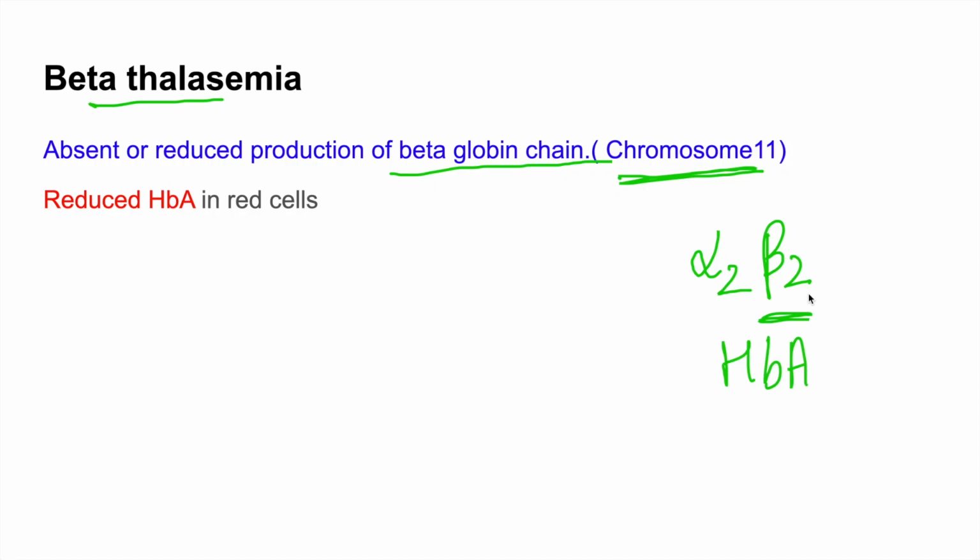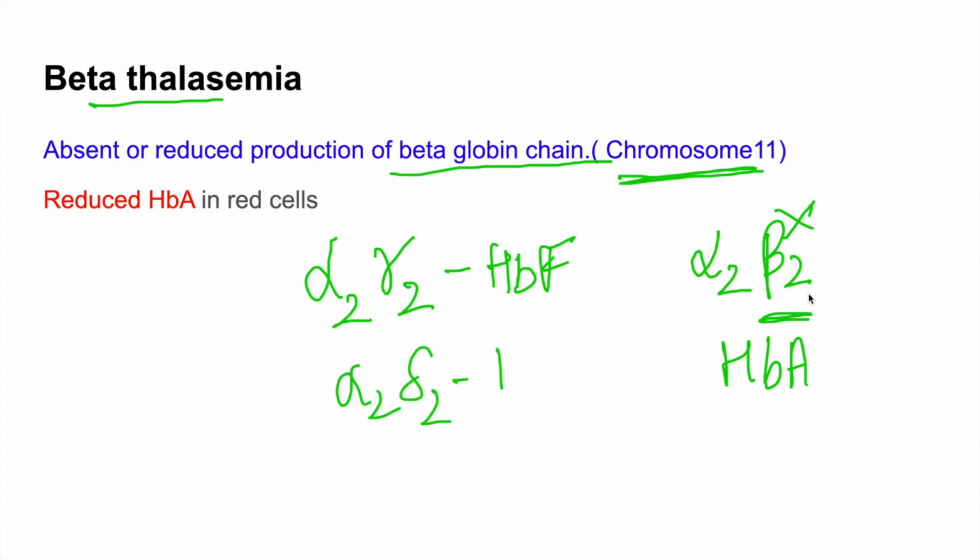Now you have to remember, if the beta is not there, alpha will bind with something else. If the alpha binds with the gamma, it forms HbF. And if the alpha binds with the delta, it will form HbA2. So these two hemoglobins will increase in beta thal.